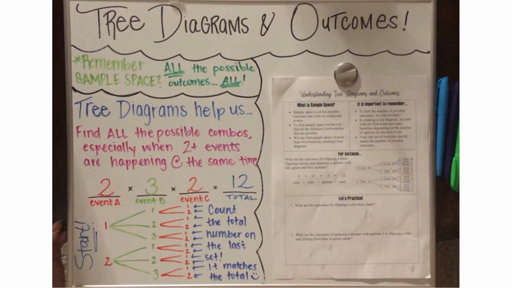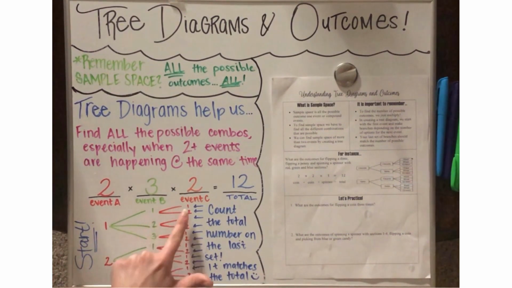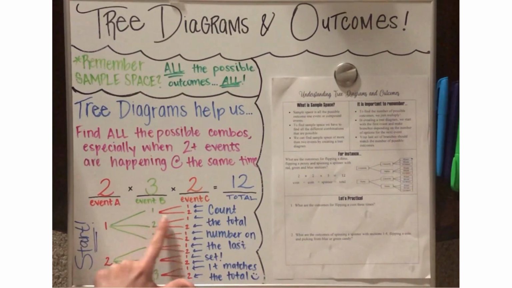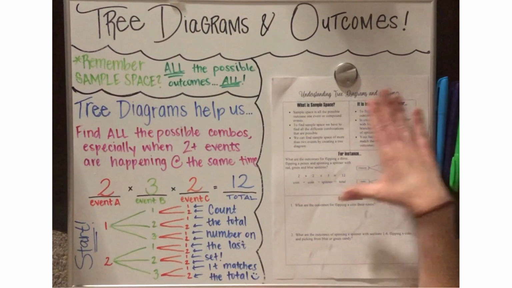Then to see a specific sample, it would be 1, 1, 1, 1, 1, 2, 1, 2, 1, and you can just continue to follow your branches that way. All right, I'm gonna zoom into our paper now, and we can work from here.